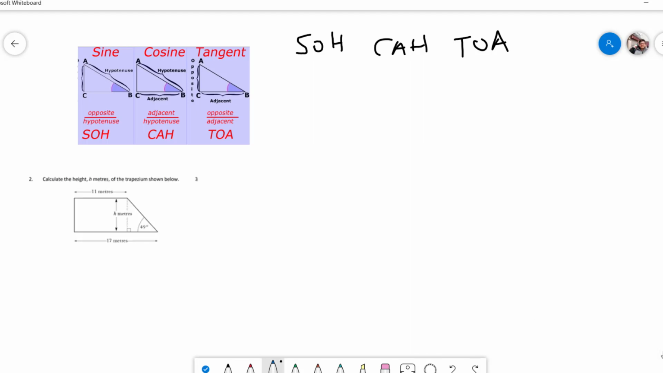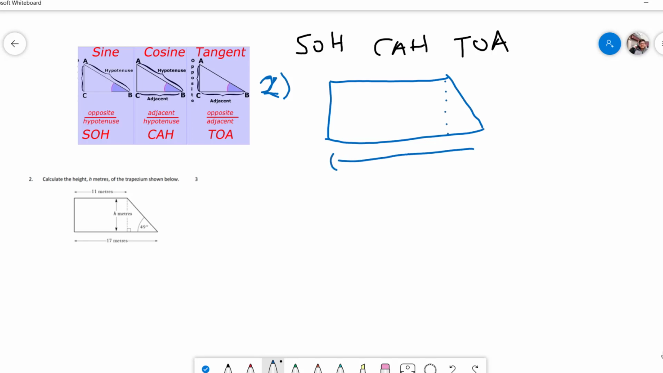All right, so on to question number 2. Calculate the height h meters of the trapezium shown below. So I'll draw that out just to make it a bit easier. Right there, we know that there is 17 meters. We know that there is 11 meters. That's h. That's 49 degrees. And we want to find h.